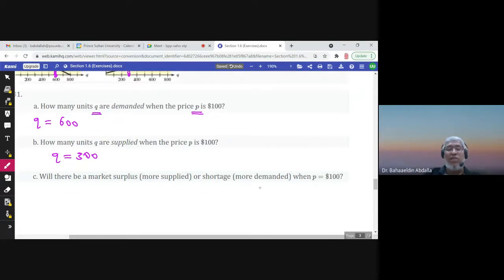Now the question: will there be a market surplus or a shortage when the price is 100? Surplus means more supplied, so supply is greater than demand at that price. Shortage means more demand. You can see here that the number of units demanded is 600, and the number of units supplied is 300. So 600 is greater than 300, demand is greater than supply, so there is a shortage. They demand more, but we supply less.